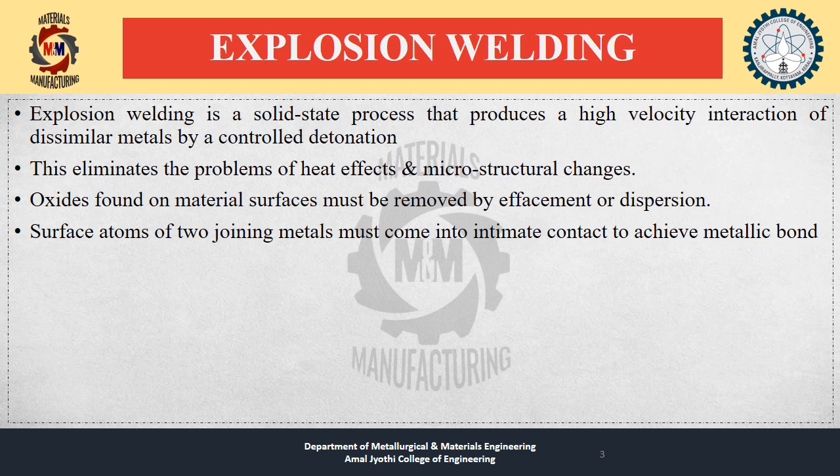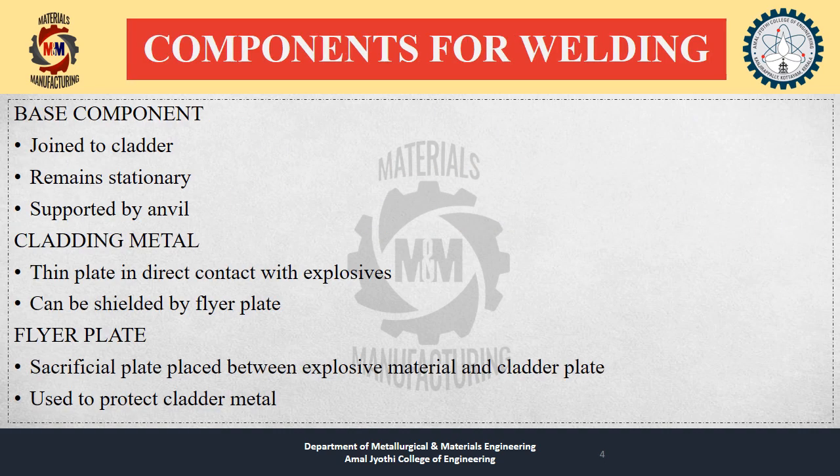Explosion welding is a solid state process that produces a high velocity interaction of dissimilar metals by a controlled detonation. This explosion welding eliminates the problems of heat effects and microstructural changes. Oxides found on material surfaces must be removed by effacement or dispersion. Surface atoms of two joining metals must come into intimate contact to achieve metallic bond.